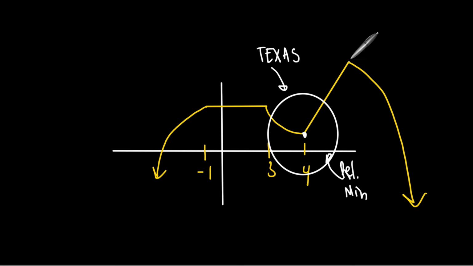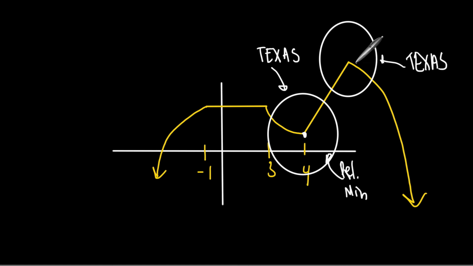Now let's go over to here, and we're going to draw a little circle, and we're also going to call this Texas. So this is Texas, and inside Texas world, that is the highest point. So we will call that a relative maximum, because in Texas world, that is the highest point. But it is also the highest point in the United States.